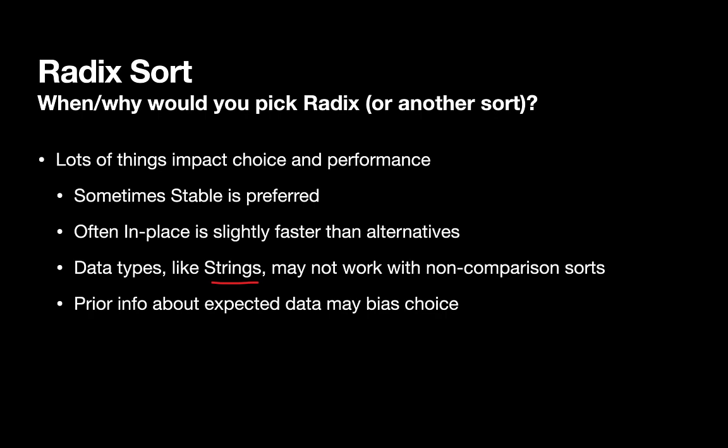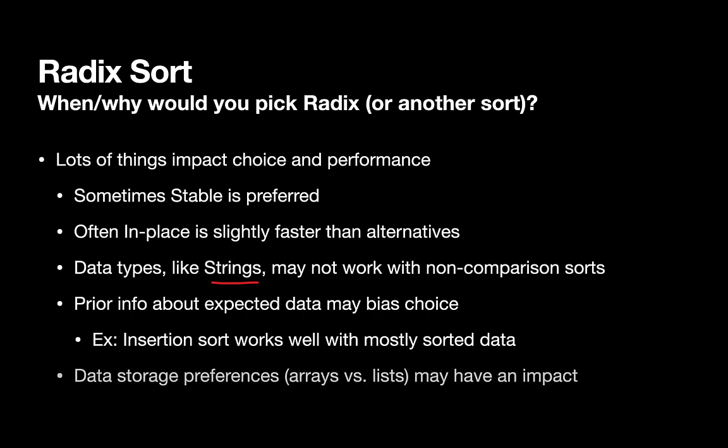Sometimes you might have some information about your data that can bias your choice. If you know your data is mostly sorted, you might prefer something like an insertion sort, which can be quite bad in comparison to the other sorts, but works pretty well on mostly sorted data. You may also be biased by your data storage preferences. If you already have data in an array, some sorts work relatively well with arrays by leveraging the random access property of arrays. But if you already have data in a linked list, you may choose some other sort that is more amenable to working with linked lists.